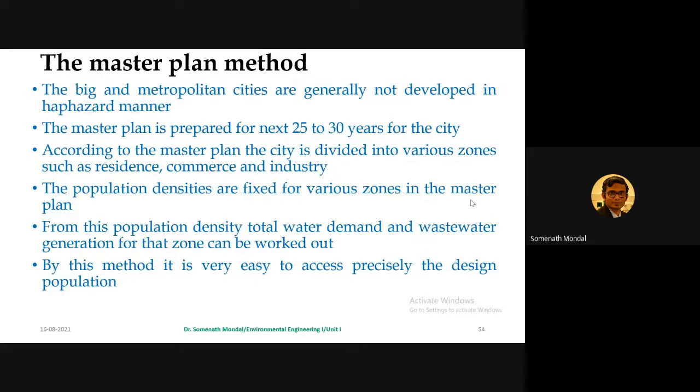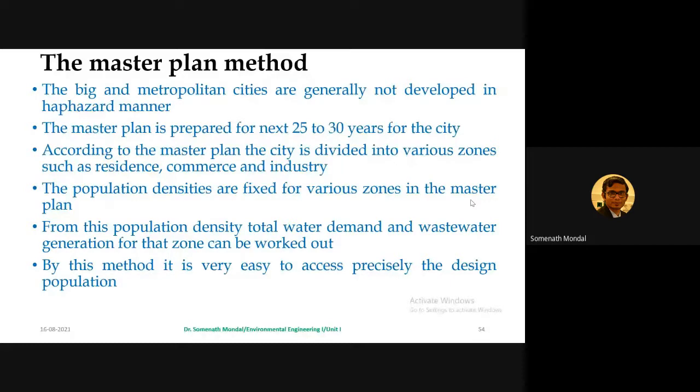So, if I have to give an example, let us assume that there may be 5 persons living in a residential plot, and there may be 10,000 plots in a zone. Fine. Then the total population of this zone, when fully developed, can be easily worked out as 50,000.